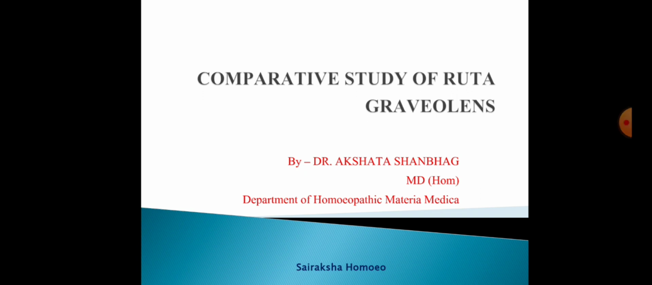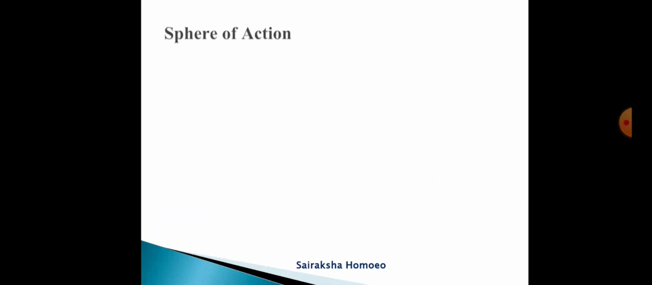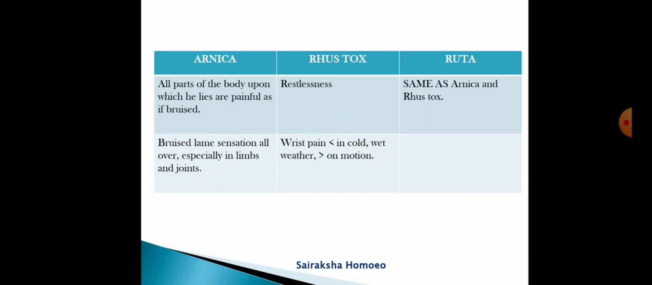Today we will learn the comparative study of Ruta graveolens. First we will see the sphere of action of this drug. It has main action on rheumatism, in eye injury, and acts on the periosteum. So now we will see what are the different remedies acting upon these spheres.